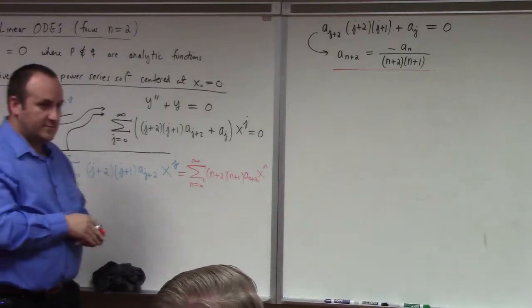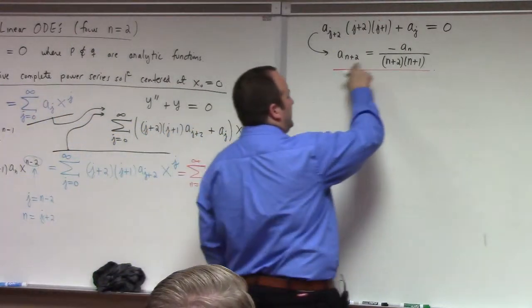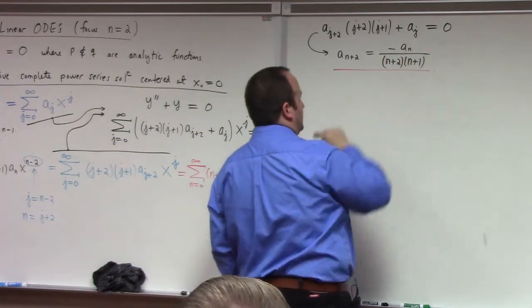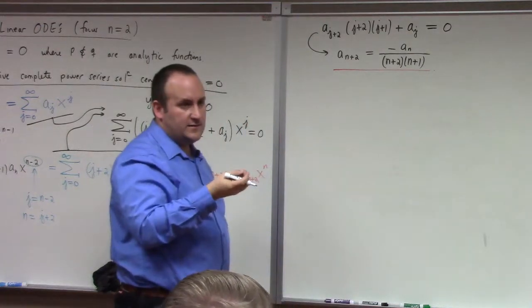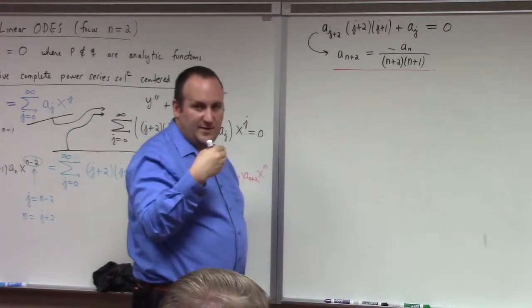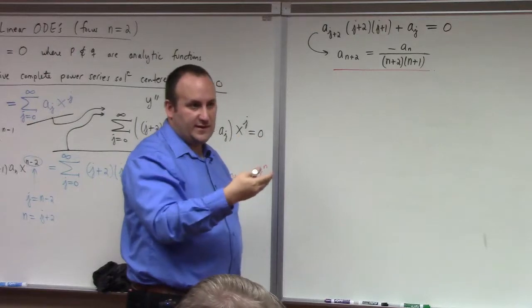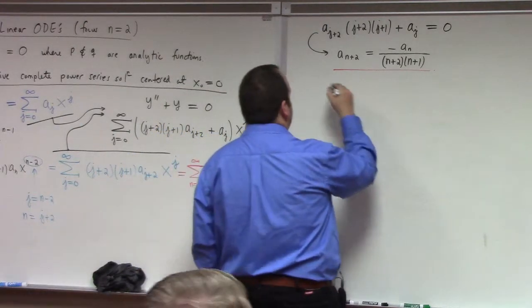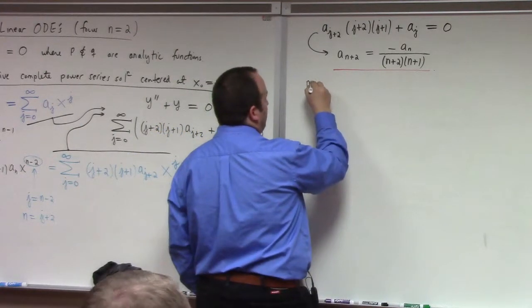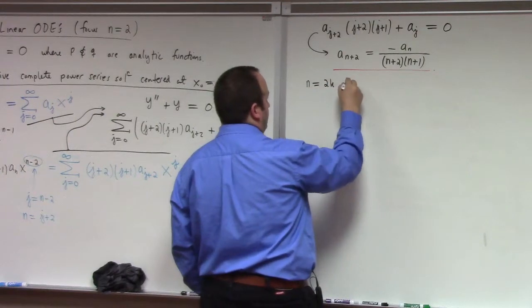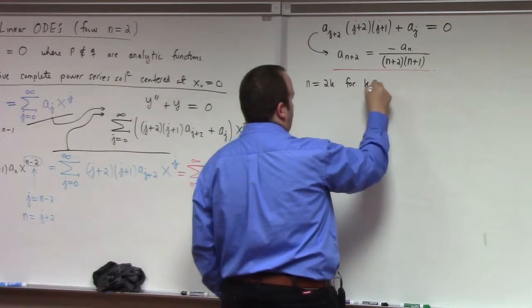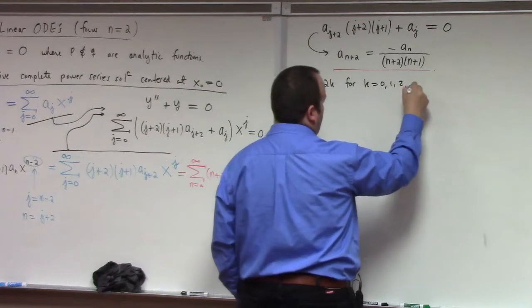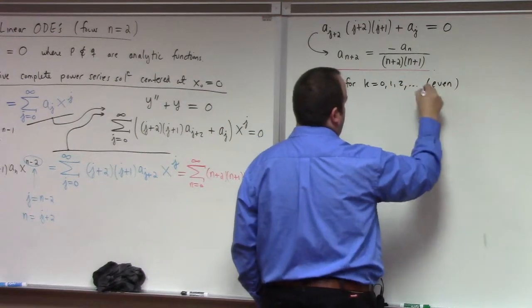And so we can start looking at things. What does this say? This says there's a connection between n and n plus 2, right? So we can kind of see, looking ahead, that all of the odd coefficients are going to be connected and all the even coefficients are going to be connected. So I'll start out with the even. Even, basically, n equals 2k, for k equals 0, 1, 2, and so forth. These are the even ones, right?